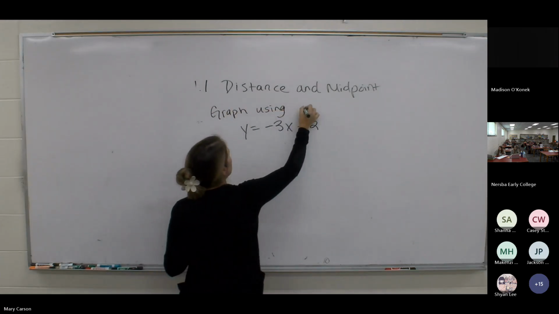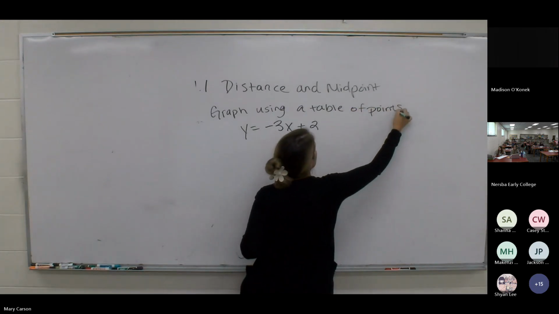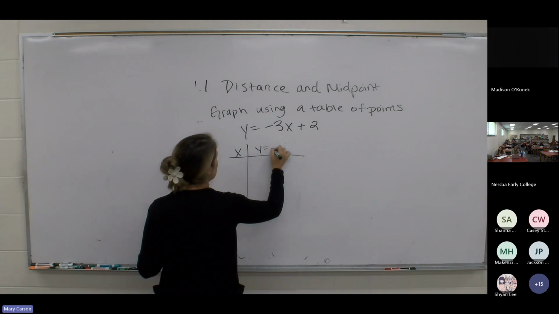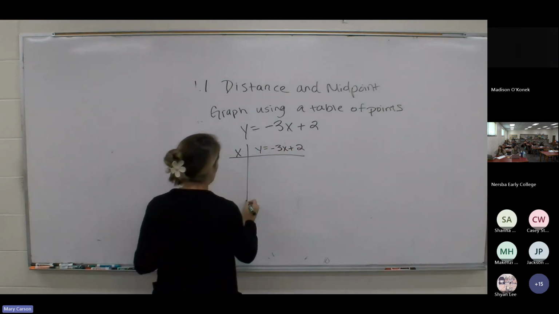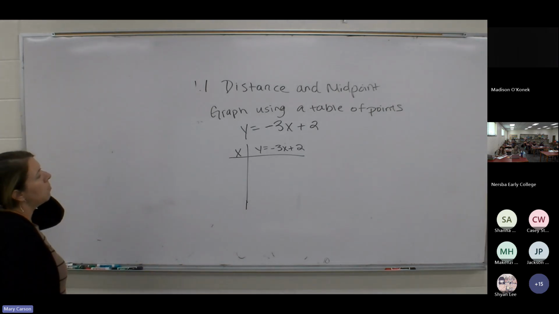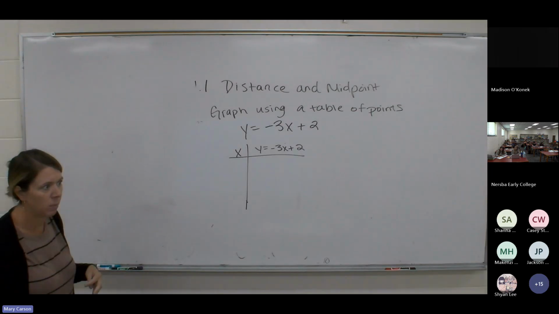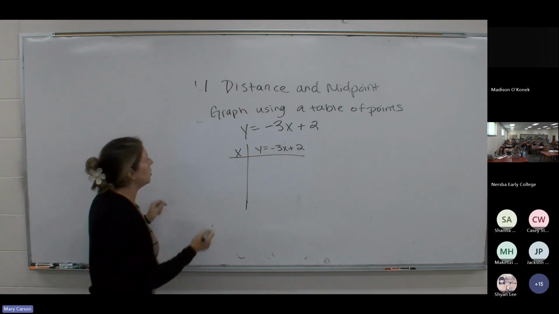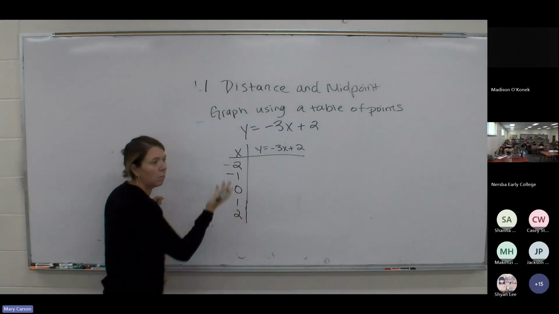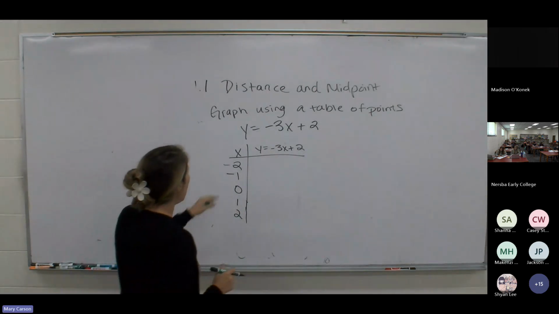And I want you to graph it using a table of points. Okay? X, Y. So I want you to graph this using a table of points. And we're just gonna plug in values for X. I like to do a few negatives and a 0 and a few positives because that's just a wide range. So I like to do maybe -2, -1, 0, 1, 2. You can come up with a couple of other ones, but it's just a nice variation of points. And then I'm gonna plug these in.